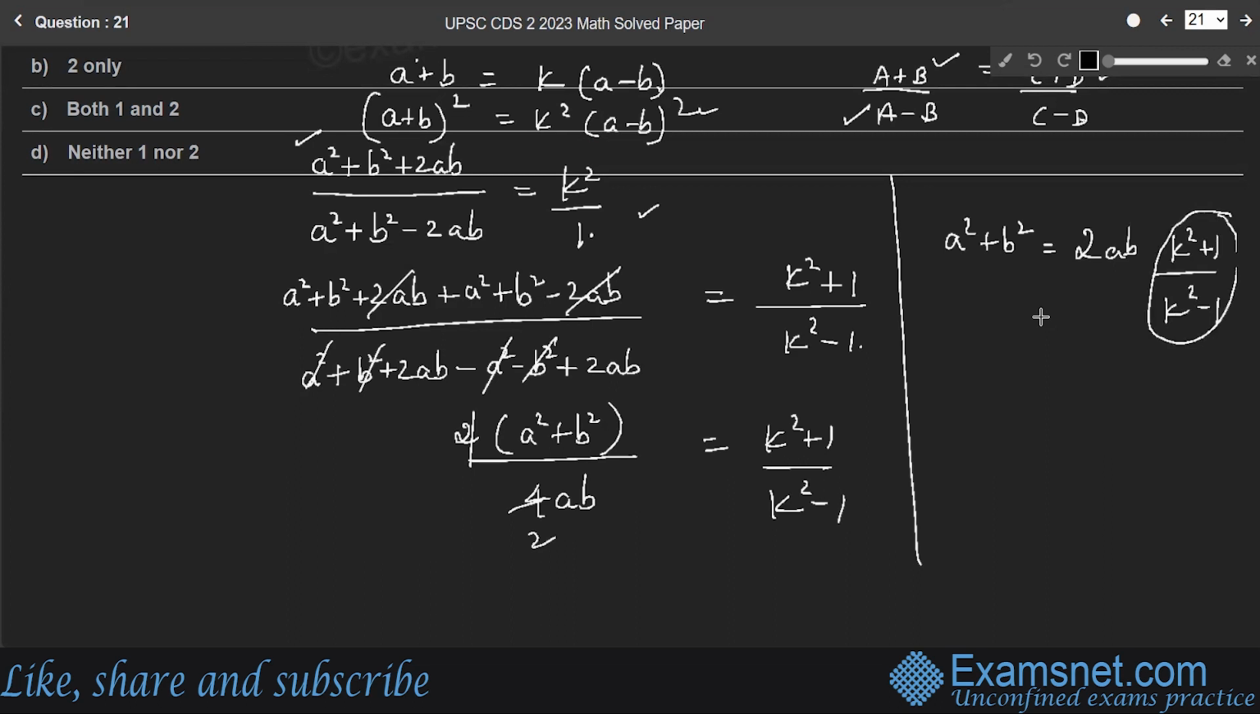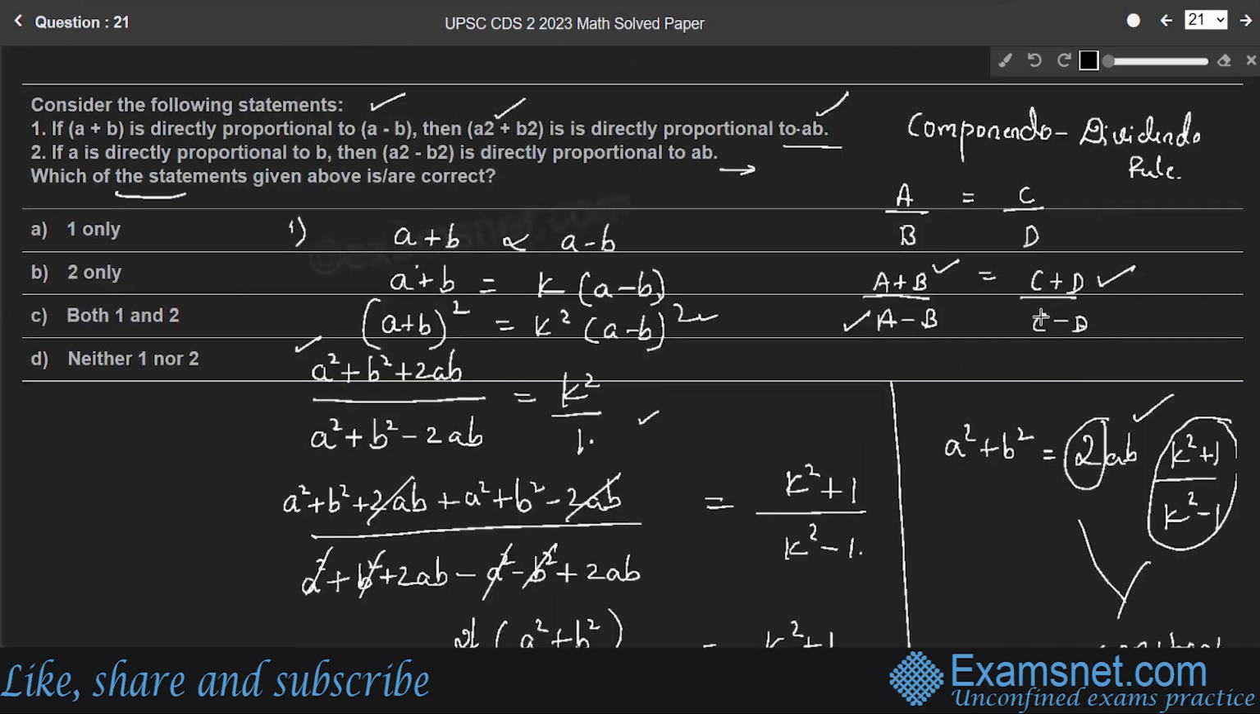Since k square plus 1, k square minus 1 and 2 are all constants, we have constant into ab. That means a square plus b square is directly proportional to ab, right? That's what the statement is: a plus b is proportional to a minus b, then a square plus b square is proportional to a into b. Hence, the first statement is correct. Now we have to consider the second one.